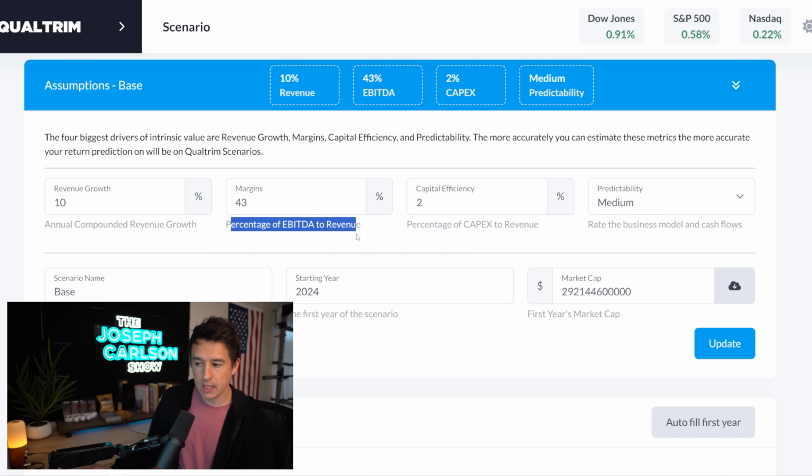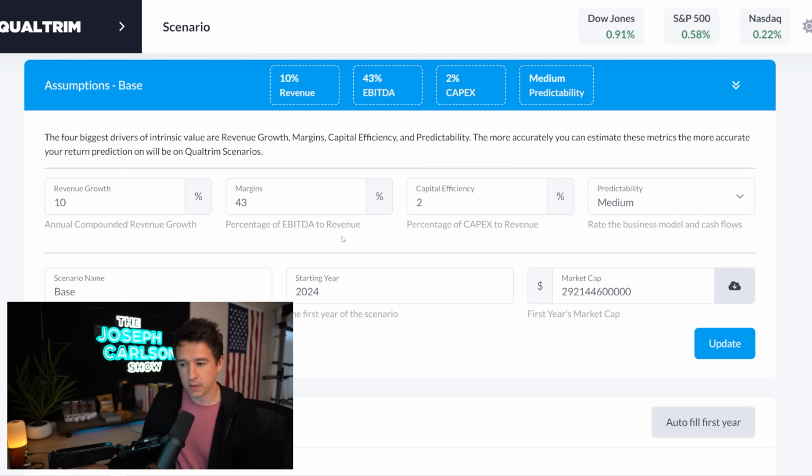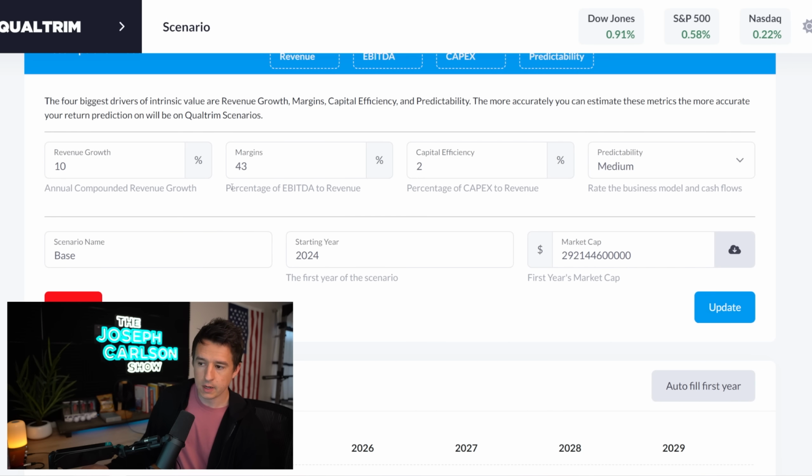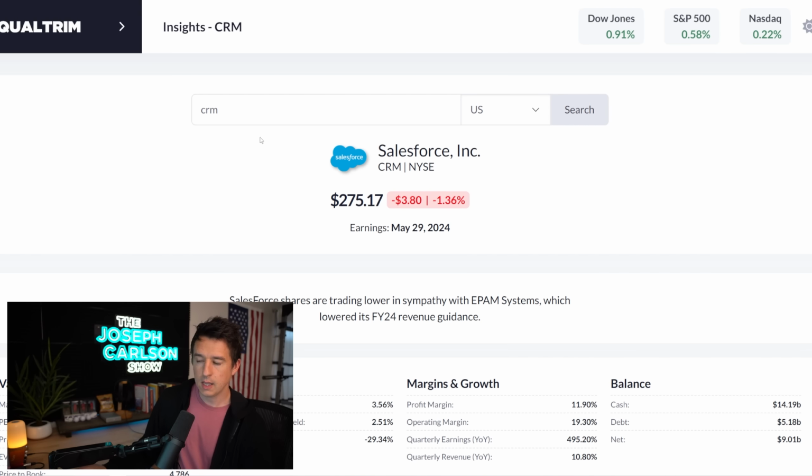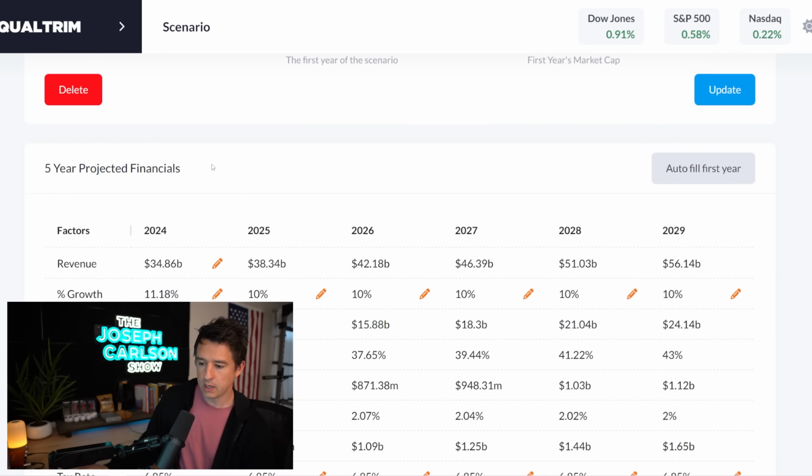The percentage of EBITDA to revenue, this is the margins for the company. It already plugs in that the company had around, I think it was like 35% margins. It'll tell you what it currently is, and then you can gauge how far you think they'll move up. Salesforce is currently in a stage in life where it's improving the margins every single year. So I assume the margins will continue to improve.